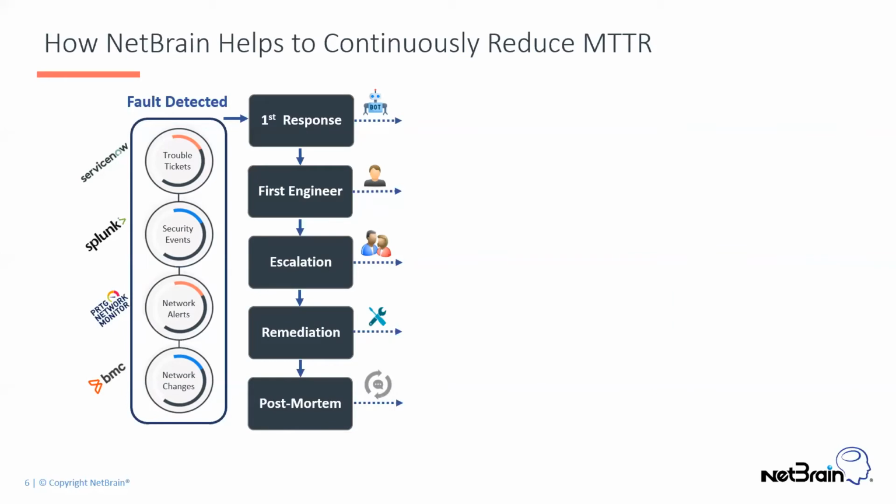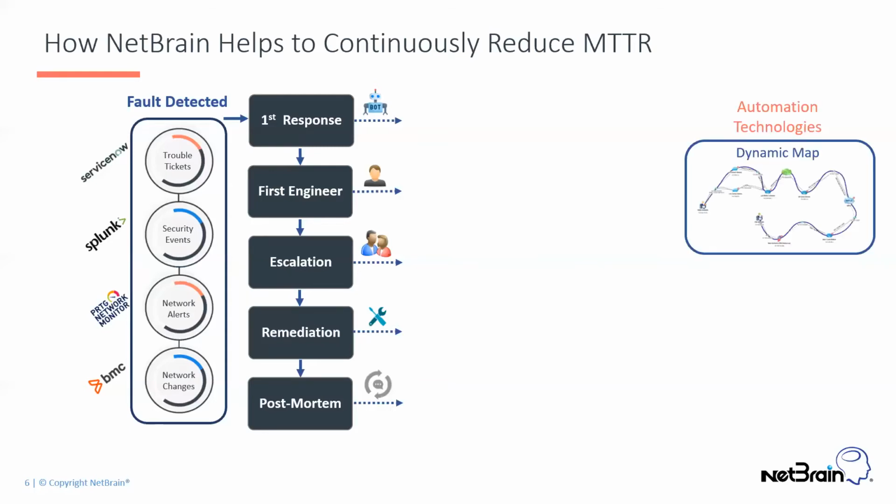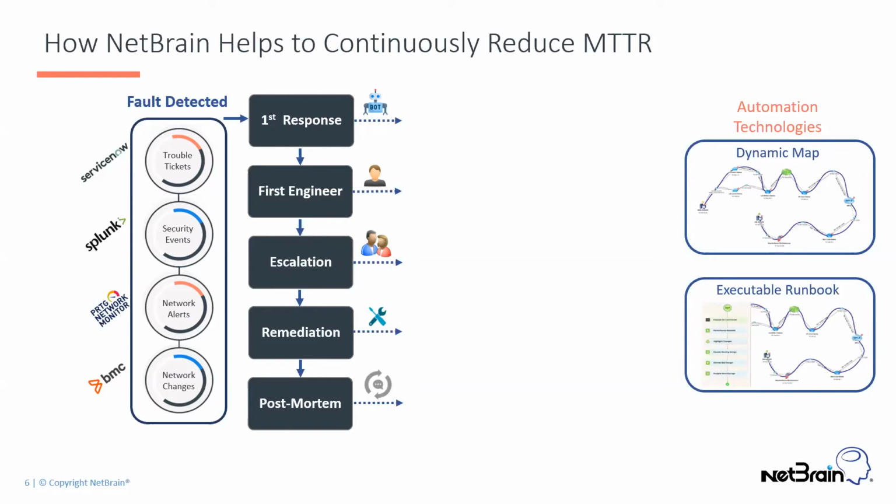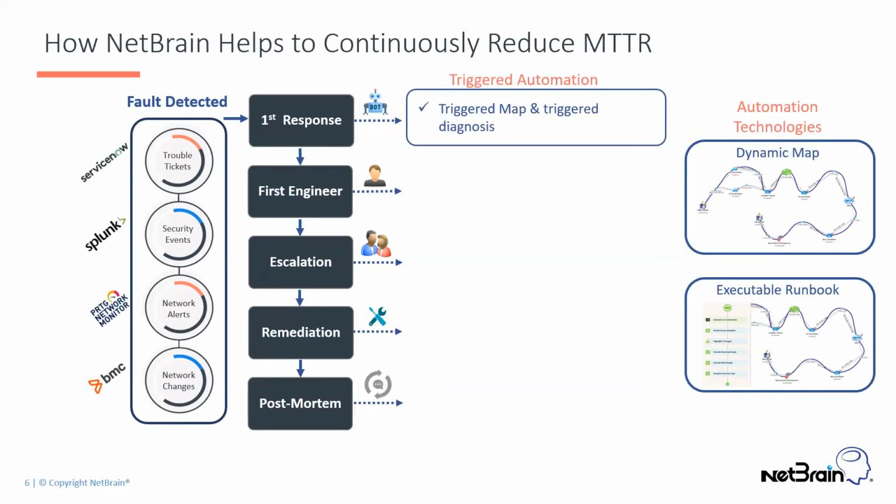Now let's dig in to see how NetBrain's adaptive automation platform applies these automation concepts to continuously reduce MTTR. NetBrain provides two key technologies for adaptive network automation: the dynamic map for deep visualization of any aspect of your network or data, and the executable runbook for automated diagnostic collection and baseline analysis. A NetBrain response can be triggered at the moment an event is detected. NetBrain's first response will automatically map the problem area, essentially capturing the crime scene, and then automatically execute a predefined diagnosis.